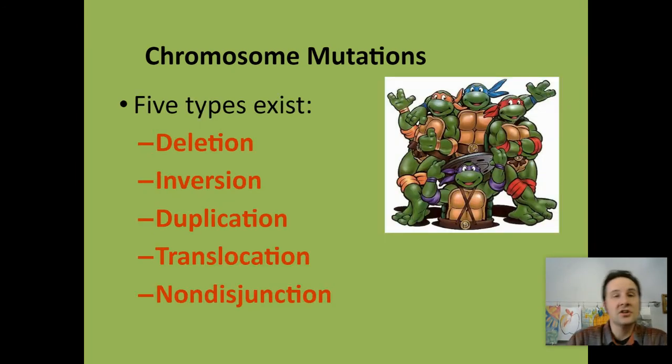So the major types that we have here, and these might sound familiar, we have deletions, inversions, duplications, translocations, and non-disjunction. We're going to talk about each of those in that order. First, a deletion.